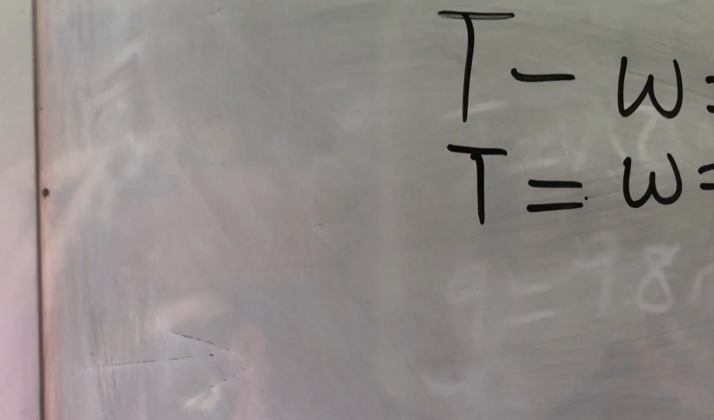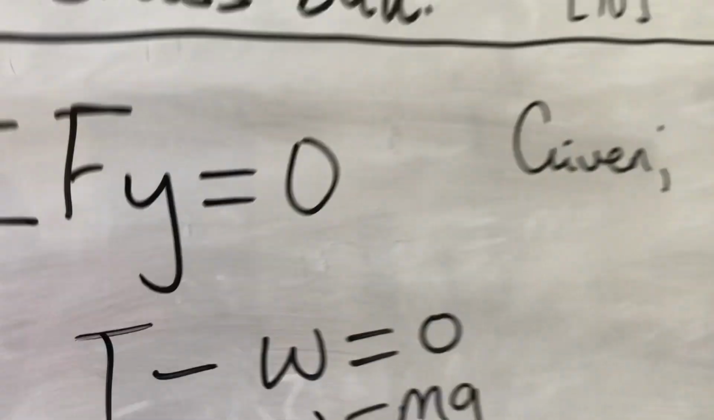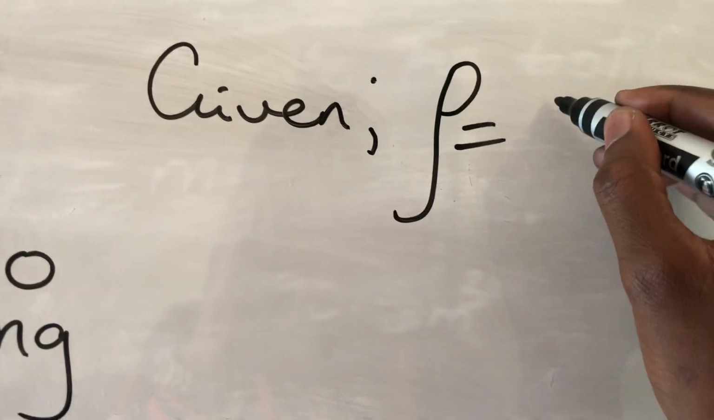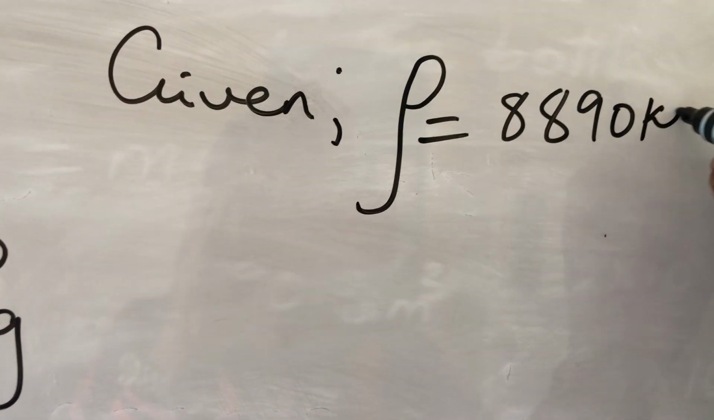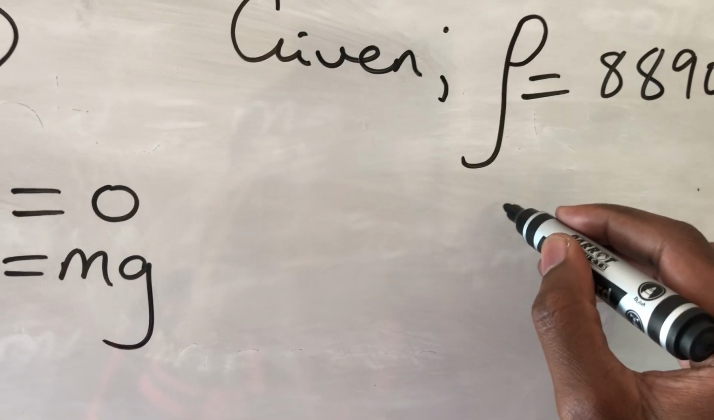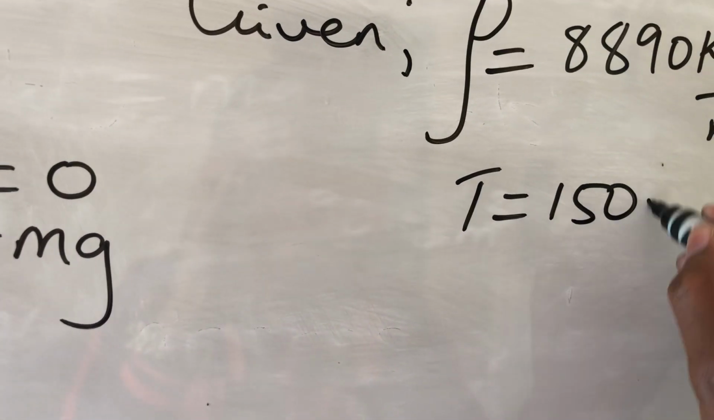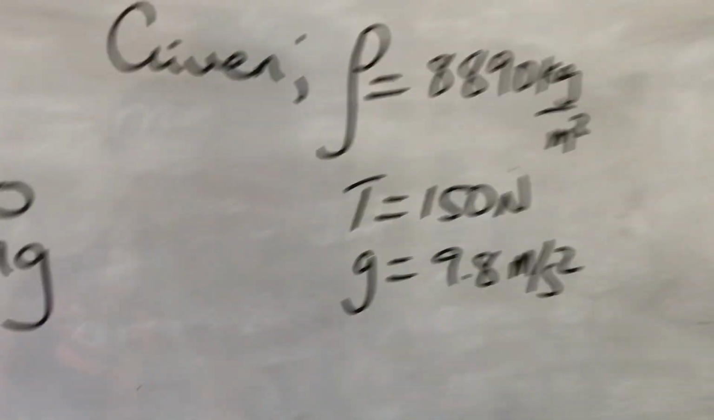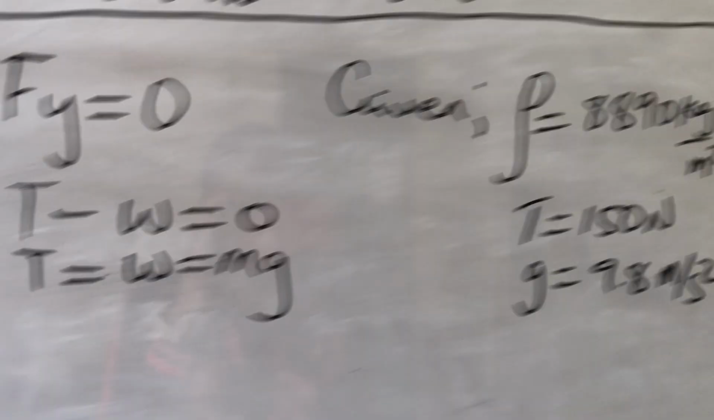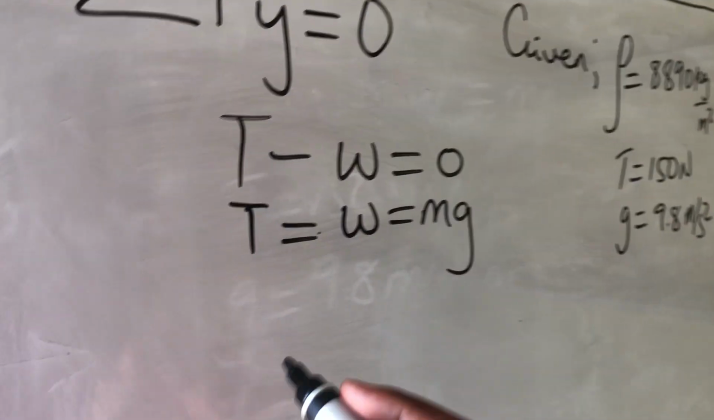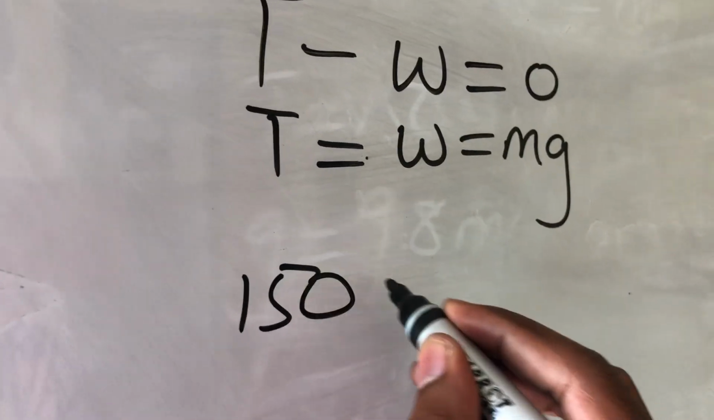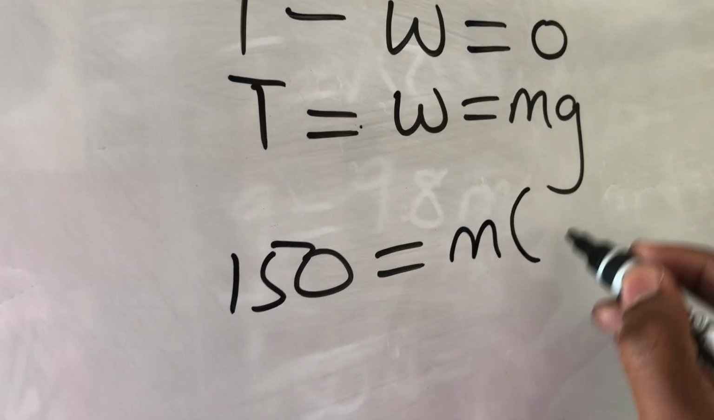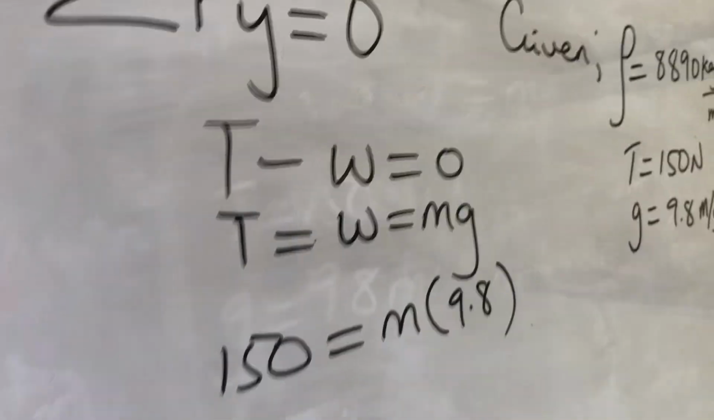And from this question, you are actually given that rho, which is the density, is 8890 kg per cubic meter, and you are also told that T is equal to 150, and you know that g is equal to 9.8 meters per second squared. This is what you know, this is what you were given. So you can come here and substitute what you can. T, that's 150, is equal to W, which is equal to mg. m we do not know, but we know g, that's 9.8.